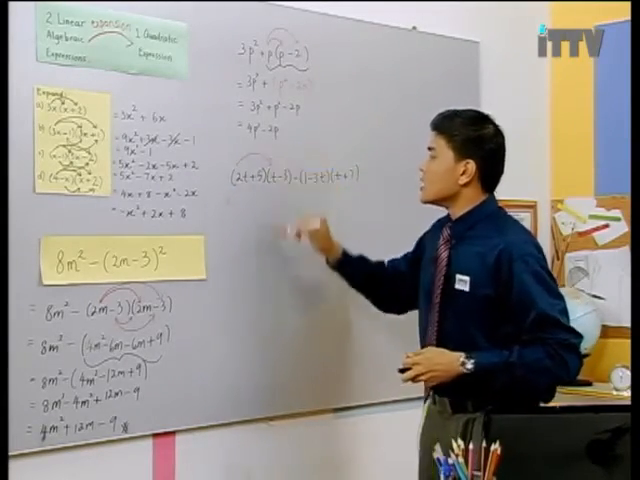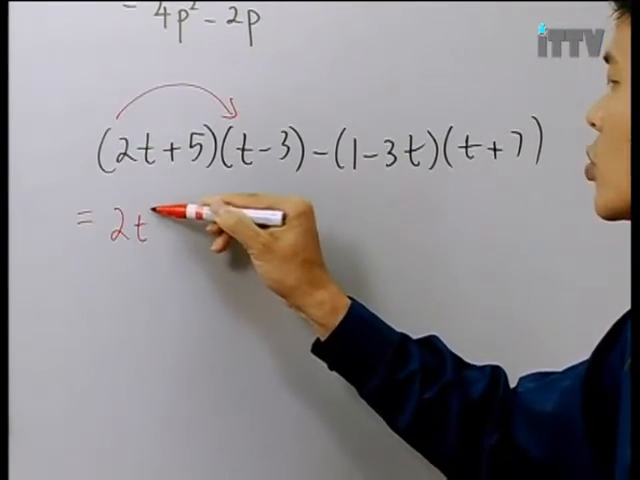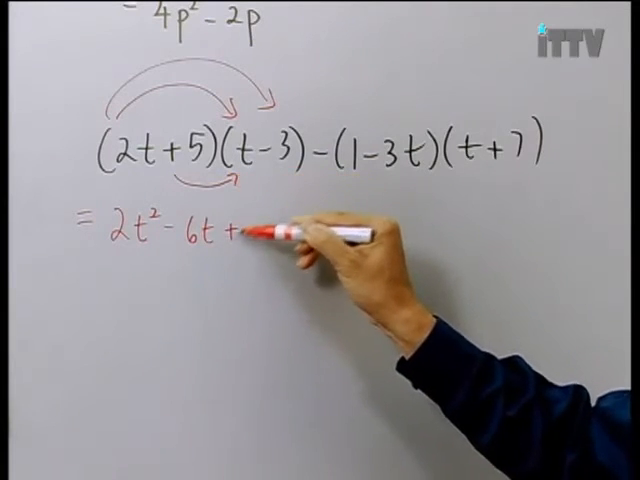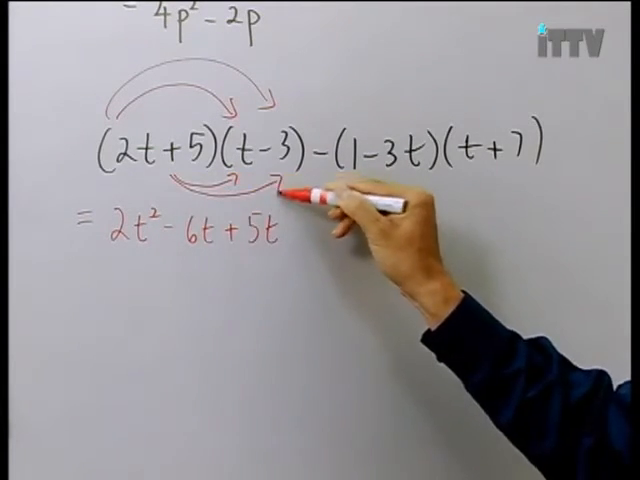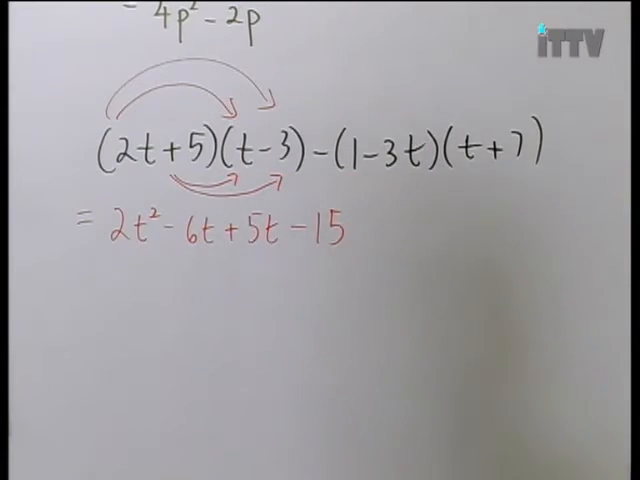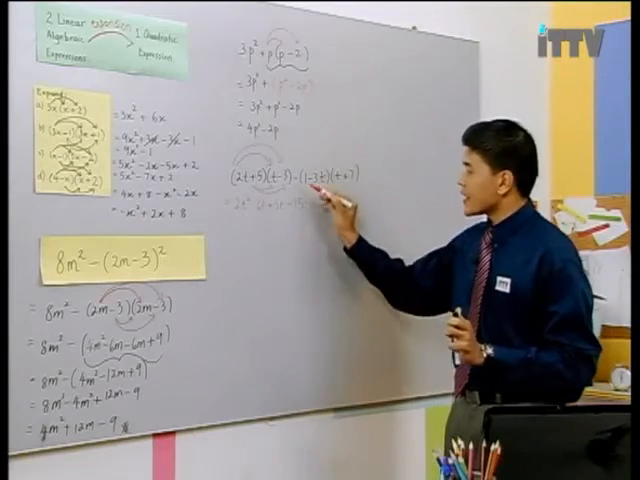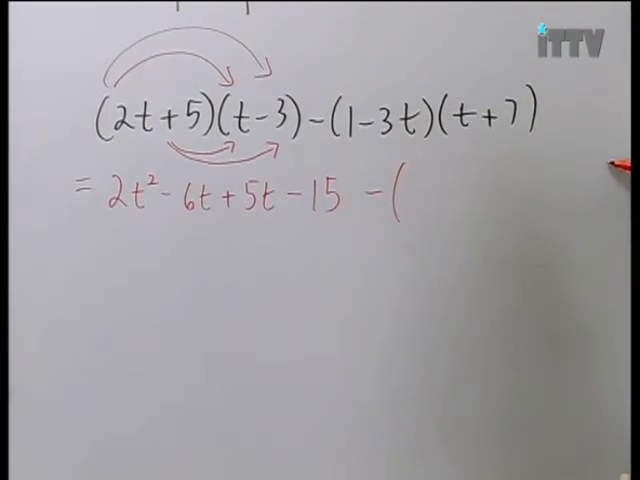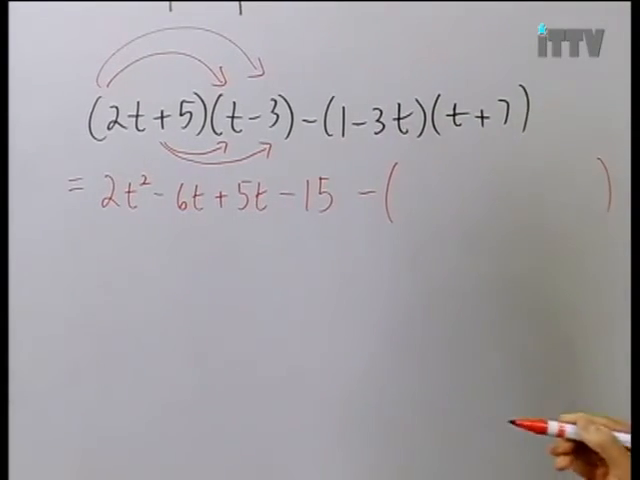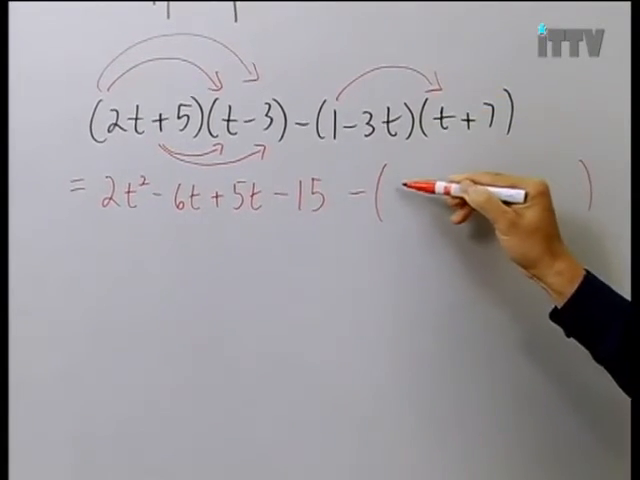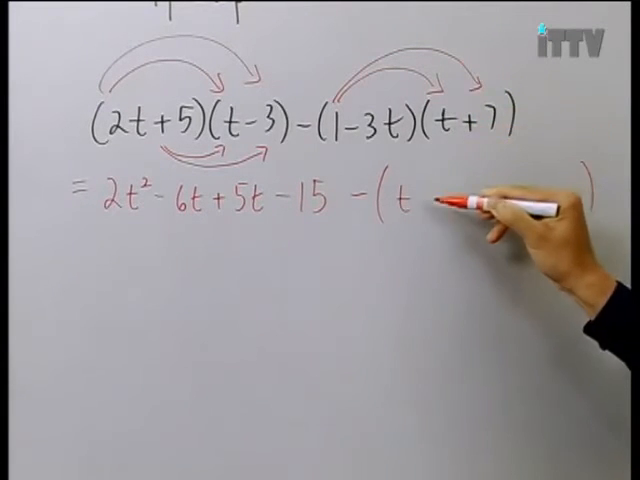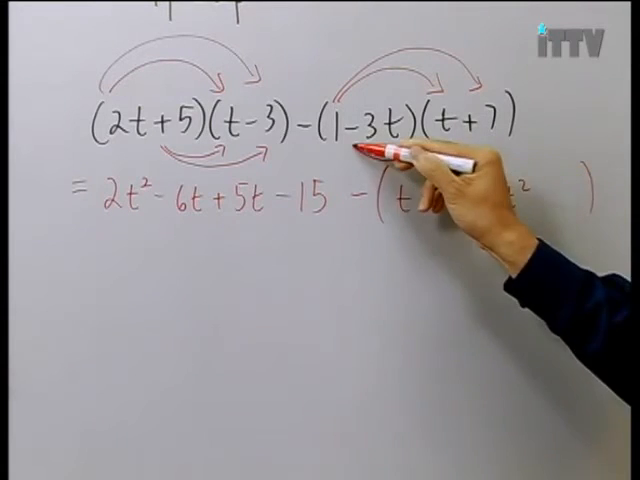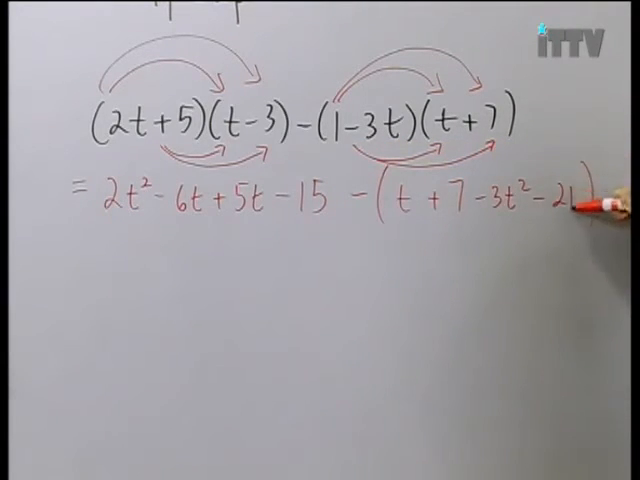So 2t multiplied by t, 2t squared, minus 6t, positive 5t, minus 15. Okay, keep it there. Keep the sign which is negative. Okay, and rewrite a bracket first. Okay, because this side will give you another quadratic expression, which is positive t, positive 7, minus 3t squared, minus 21t.